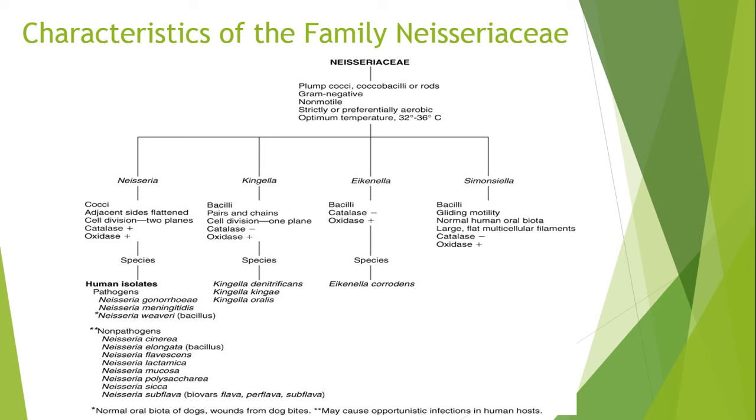So this is just showing the family Neisseriaceae. They're all gram-negative cocci, diplococci. They might be coccobacilli or rods. We're not going to talk about some of these. We'll talk about Eikenella in a little bit. We'll talk a little bit about Kingella. But for the most part, we're going to focus on Neisseria gonorrhoeae and meningitidis and how to differentiate those.